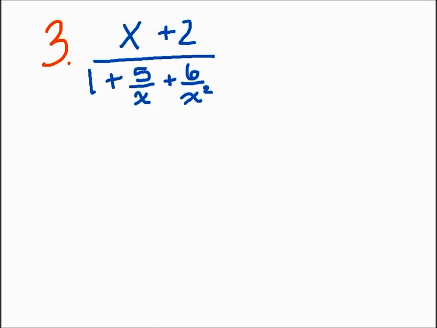I've got x plus 2 over 1 plus 5 over x plus 6 over x squared. So you can see this complex fraction. I've got this main fraction, and then I have these fractions sitting inside of it. So again, that's why it's called a complex fraction.